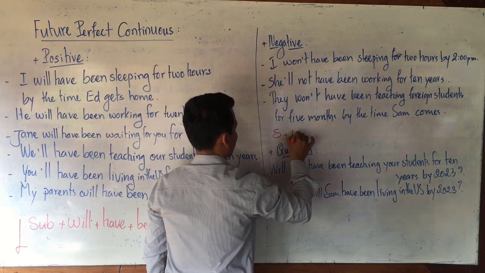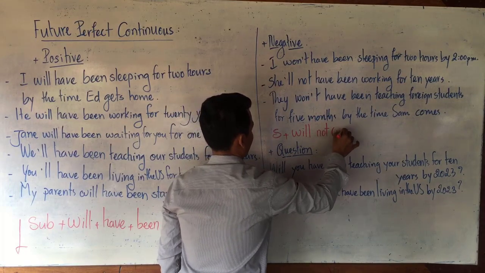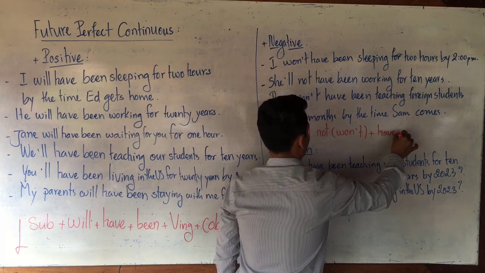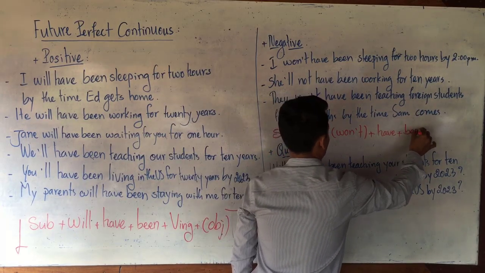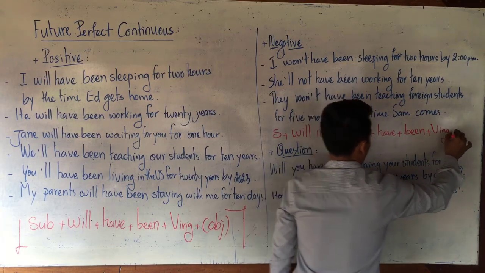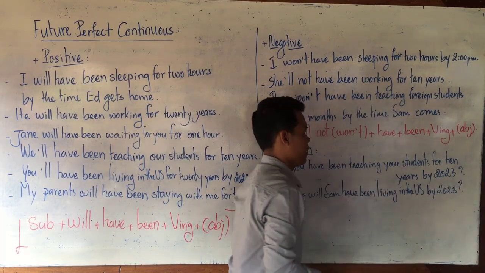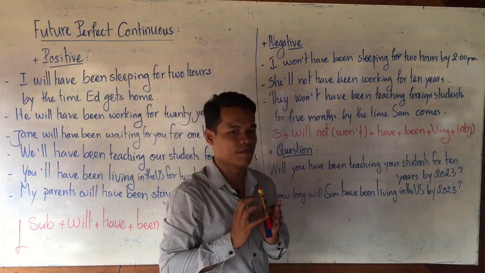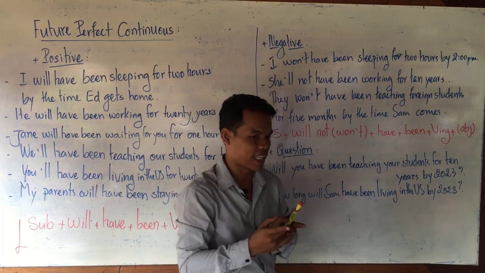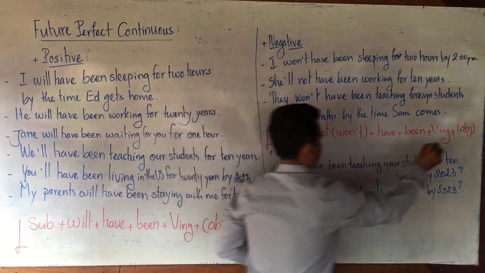So we can make the form like this. Subject plus will not. The short form of will not is won't, plus have, plus been, plus verb-ing. Object in brackets. Again, object in brackets means that some verbs need an object, some verbs don't need an object. So object in brackets is optional. This is the negative form.